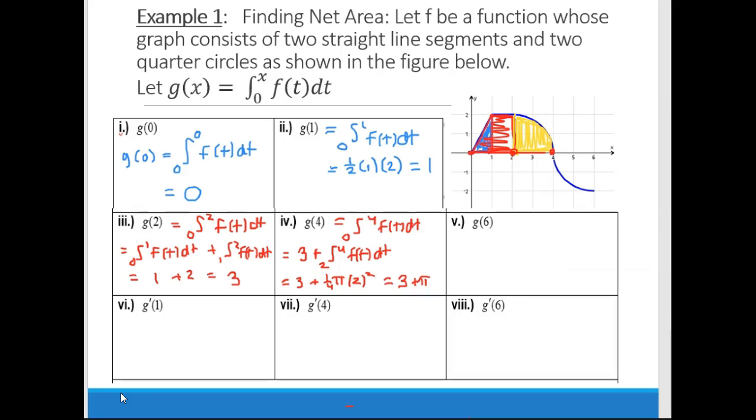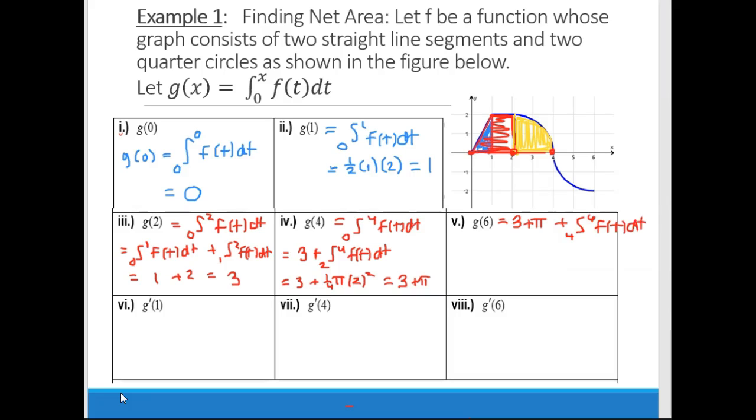Okay, g of 6. G of 6 would be represented by the integral from 0 to 6 of f of t dt. But again, we already know 0 to 4. So I would think of g of 6 like the integral of 0 to 4, which we just calculated to be 3 plus pi, plus the integral from 4 to 6 of f of t dt.